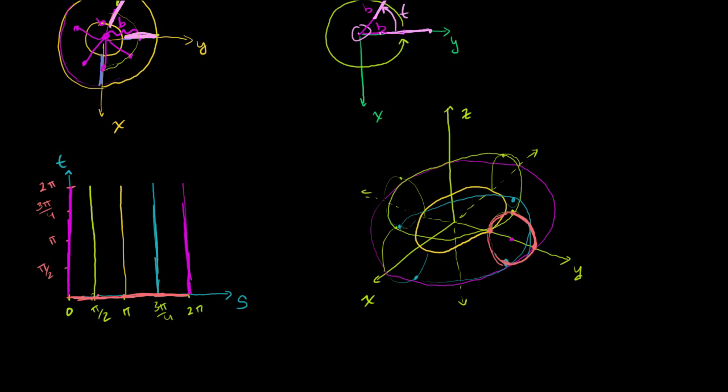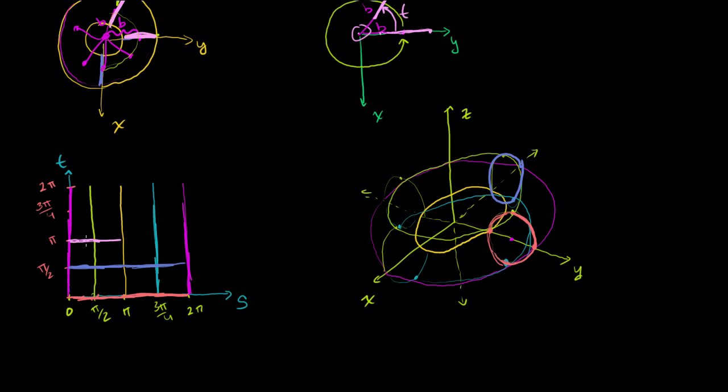We could keep doing these. If we pick when t is pi over 2, just like that, we would have rotated around the z-axis 90 degrees. So now we're over here. And now when we vary s, s will start off over here, and it'll go all the way around like that. So this line corresponds to that circle.